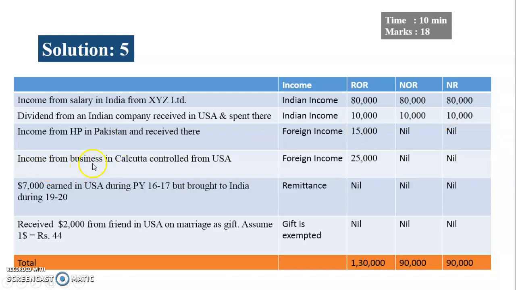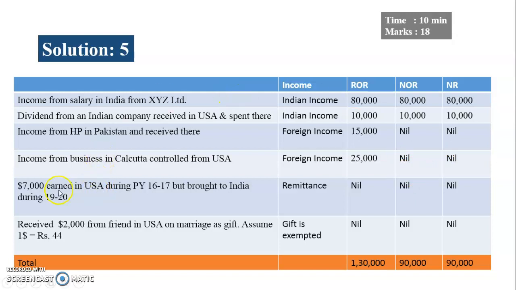Then next is income from business in Calcutta controlled from USA. Although the business is in Calcutta, but it is controlled from USA, so it is a foreign income, not an Indian income. Okay, you must go through all the incomes deemed to accrue or arise in India. In that particular case, there is one thing that is called business connection. Since it is entirely controlled from USA, it is a foreign income. So foreign income is chargeable to tax only in case of ROR. In the NOR case business comes in, but since it is controlled wholly from USA, here also it will not be charged. Okay.